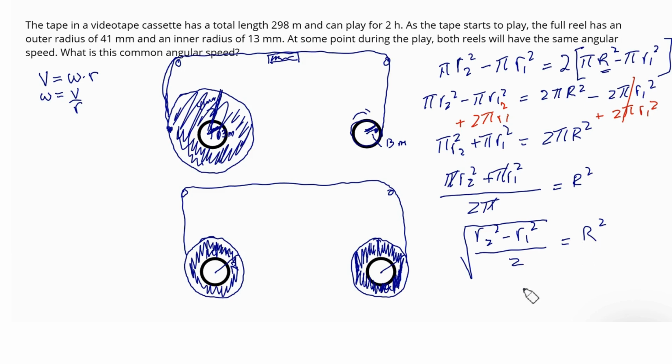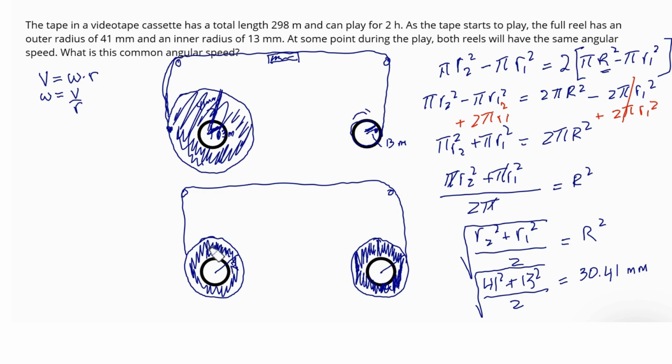Then I can plug in my variables and figure out what this R is. And so I have, I'm sorry, that's a plus. I have 41 squared plus 13 squared, all over 2, square root. And that gives me 30.41 millimeters. So that's the new radius.